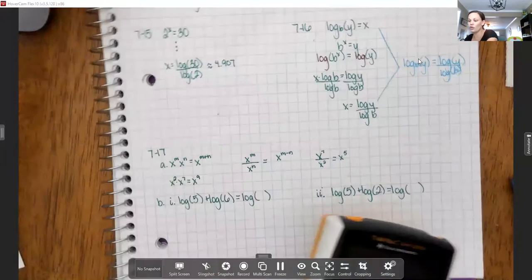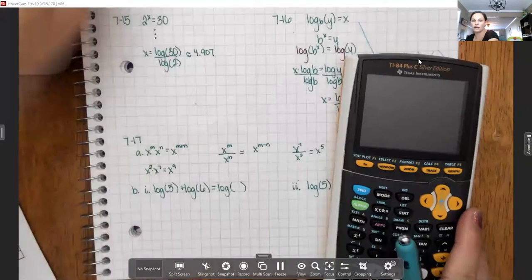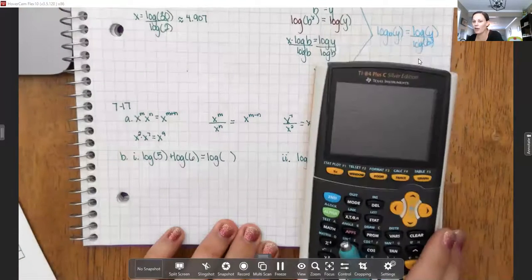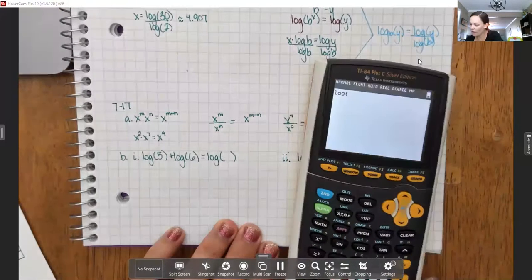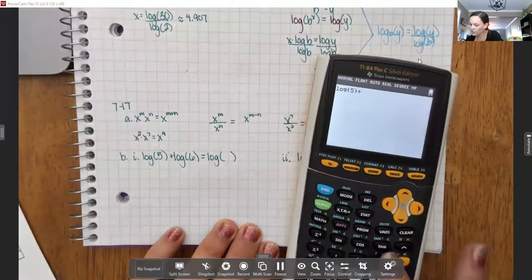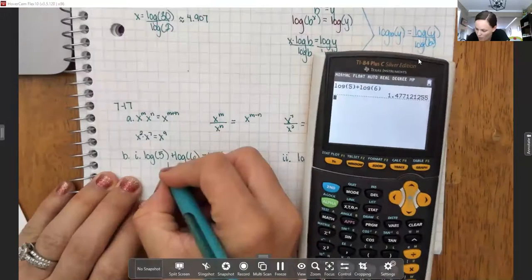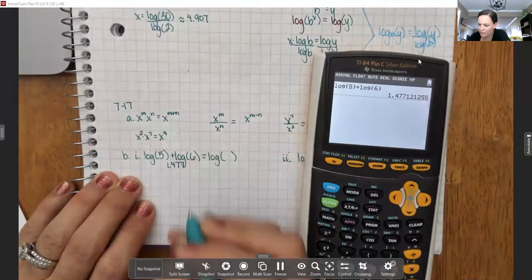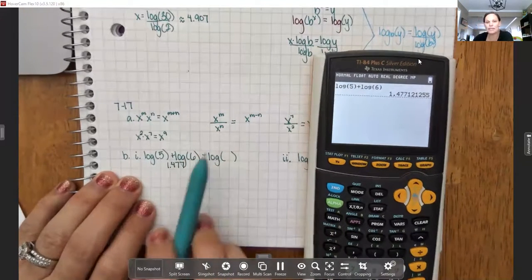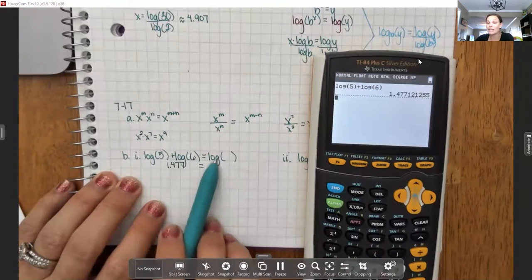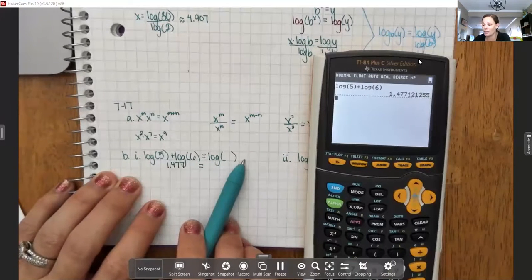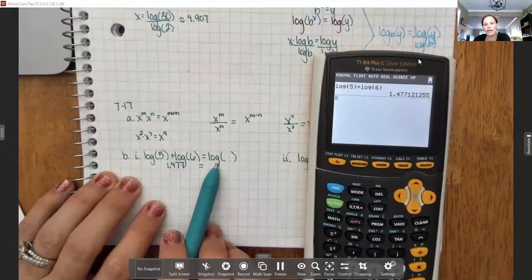How are you going to do this? You need your calculators. I'm not going to do all these. I want you guys to try them. You're going to hit log of 5 plus log of 6. So this side you get 1.477 approximately. You want to know what single number, and you're just going to be guessing and checking until you get the right answer. Does anyone have a first guess they want to give us?